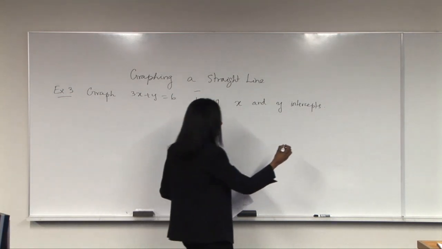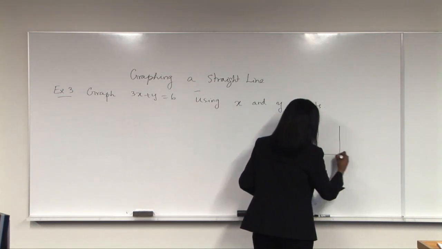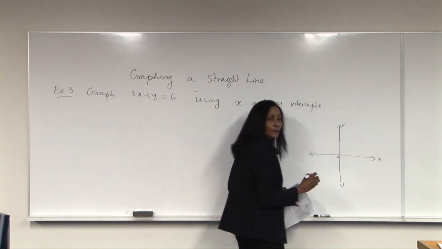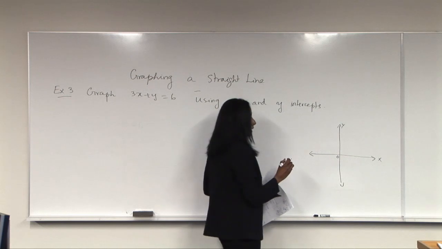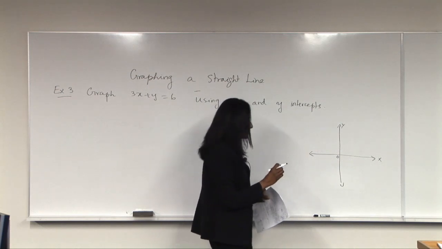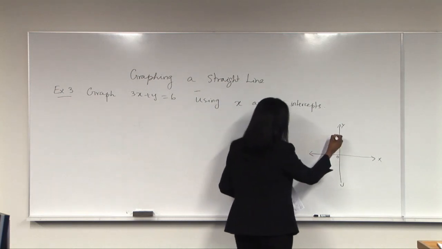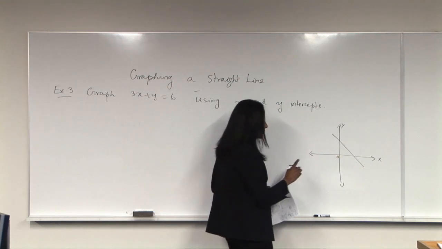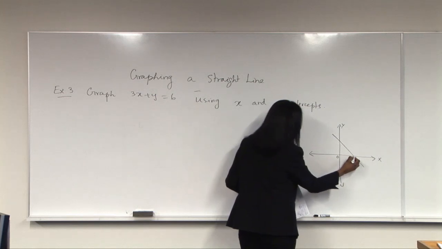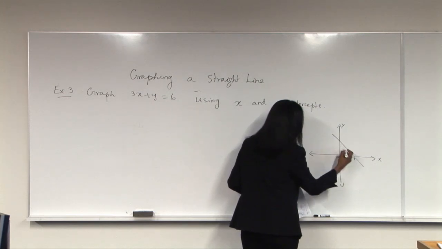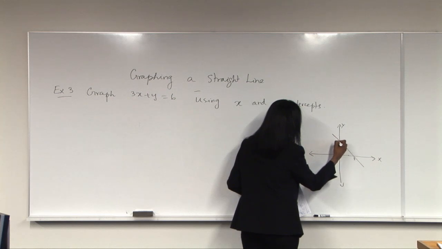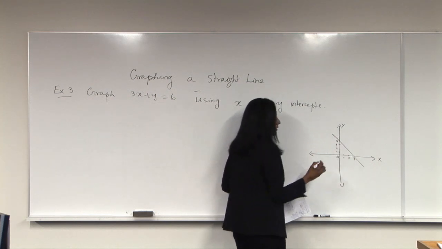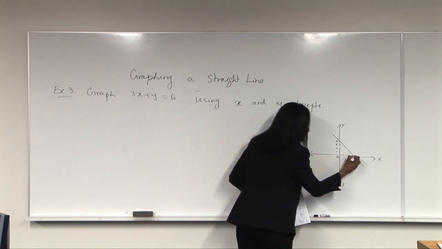So let me refresh your memory. The x-intercept is, let's say this is your x-axis, y-axis. The x-intercept is where the graph crosses the x-axis. So let's say this is a graph of a linear function. Where does this graph cross the x-axis? Let's say it is at 3. So the graph crosses the x-axis at x is equal to 3.